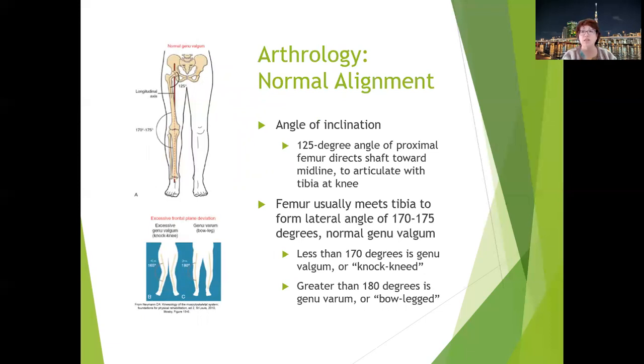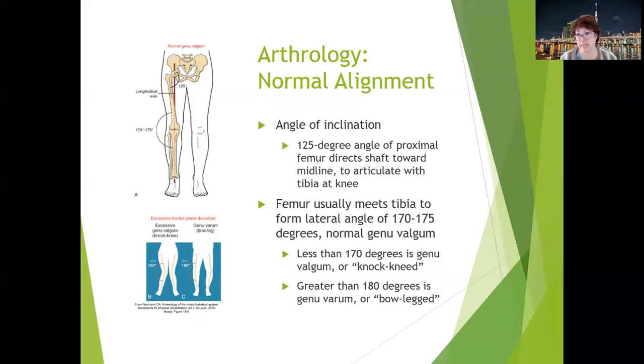We talked about in the hip osteology lecture that the normal angle of inclination of the head and neck of the femur to the shaft of the femur is 125 degrees, and it directs the shaft of the femur to the midline, so it can articulate with the tibia at the knee. So the femur usually meets the tibia not at a 180 degree angle straight up, but at about a 170 to 175 degree angle, and this is described as normal genu valgum.